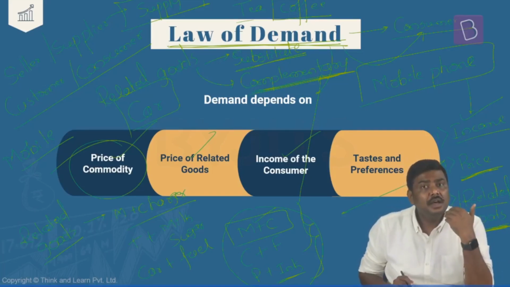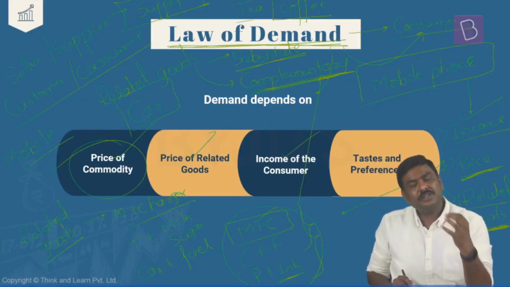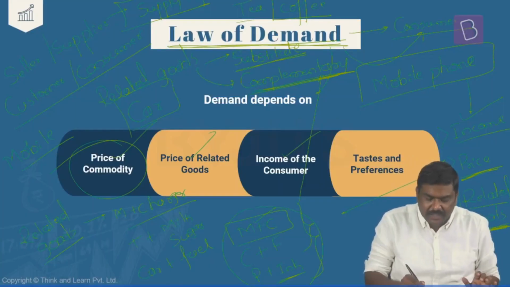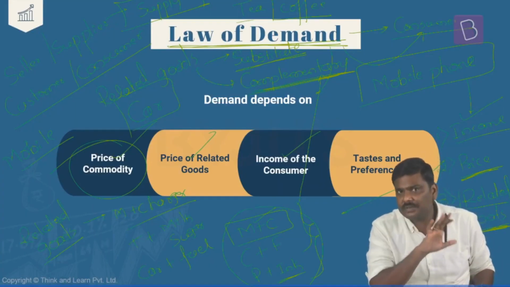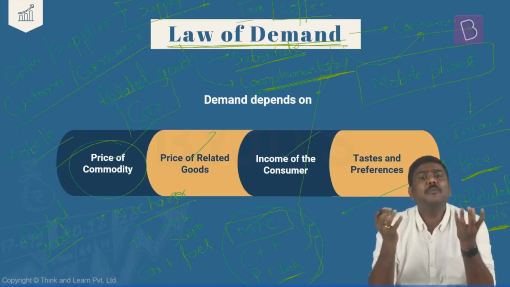And whenever there is a variation in the price of the related goods, definitely yes, it will have an effect on the demand for the goods and services. Let's assume, for example, mobile phones.